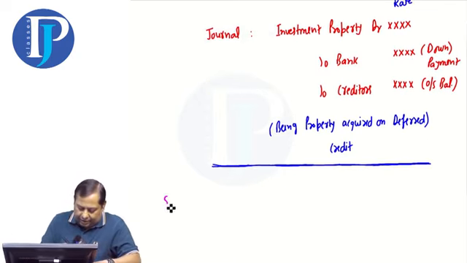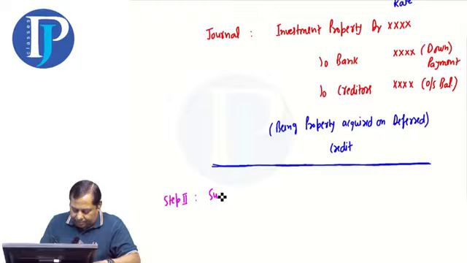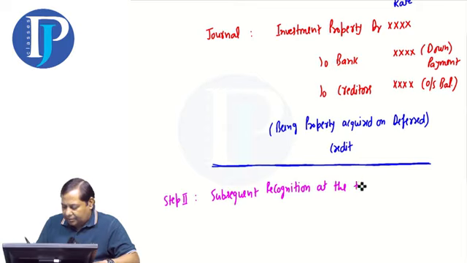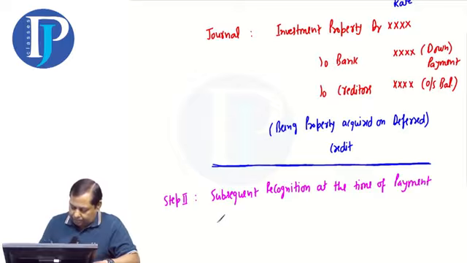Then you have to go to the second step, and this second step will be called subsequent recognition, at the time of payment of installment. You can write the future date.